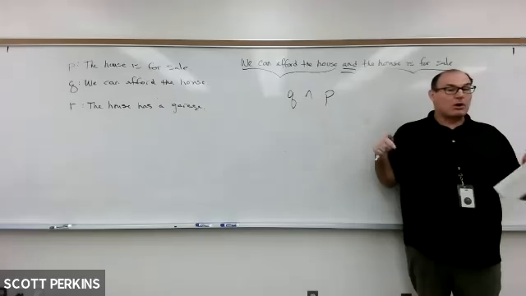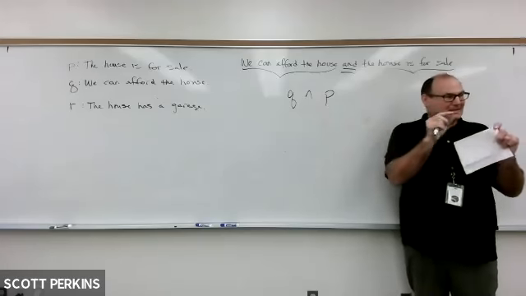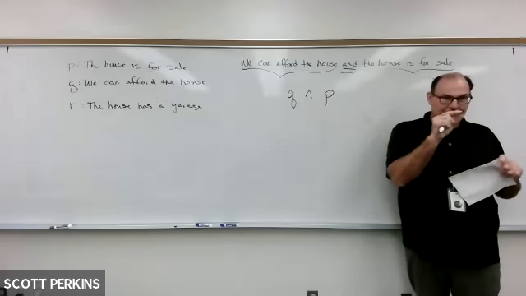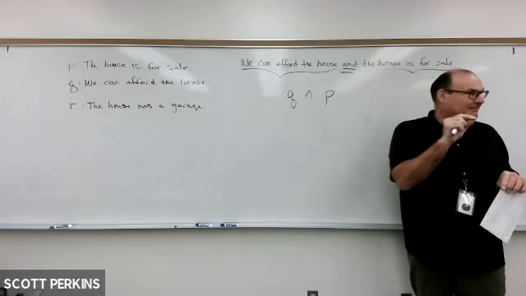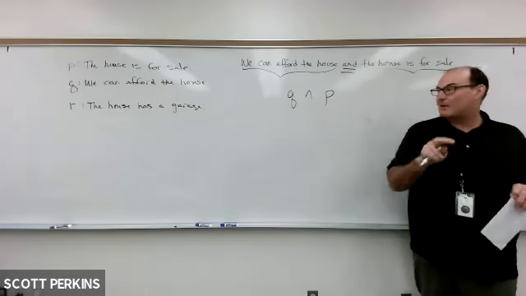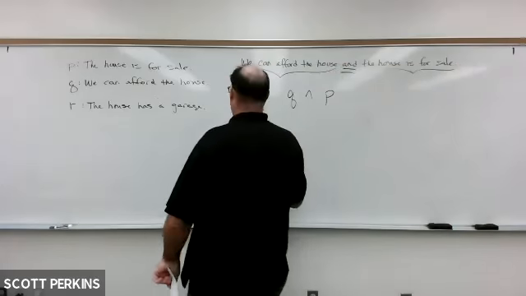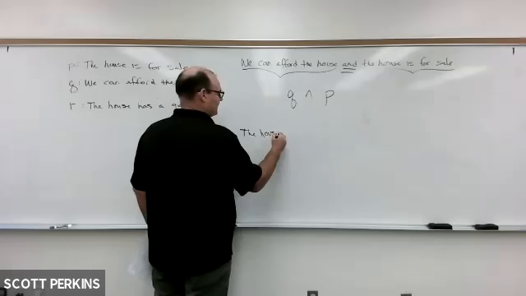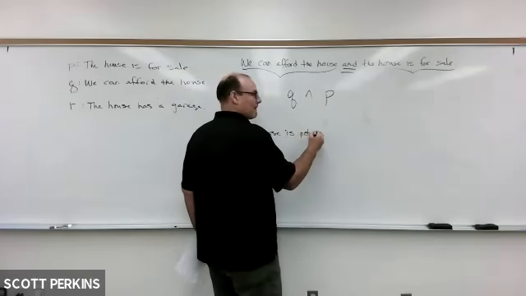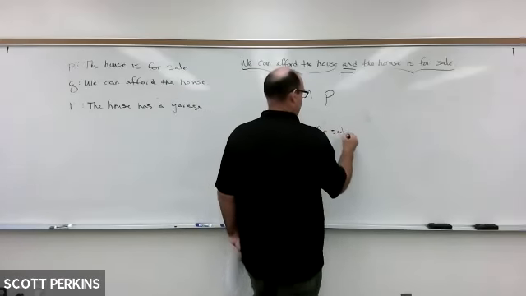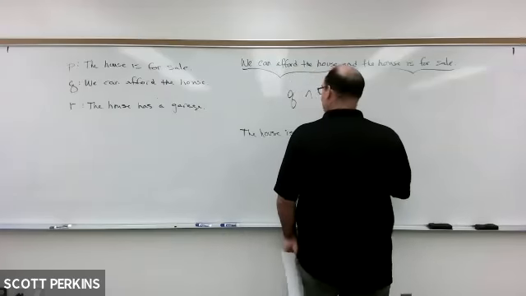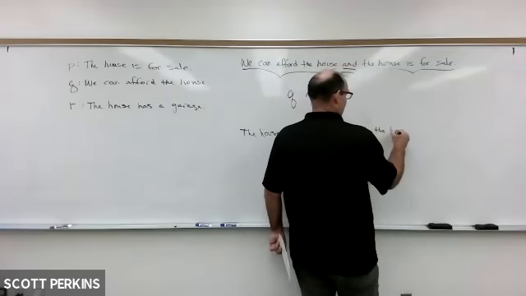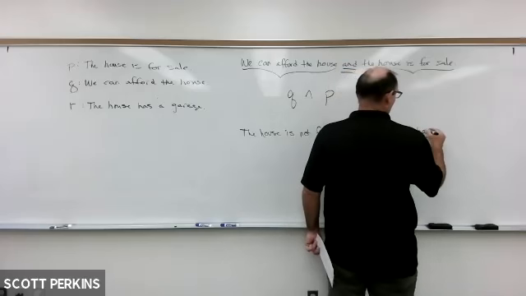One more, and then we'll go to the next connective, but I'm going to dabble a little bit in combining. So read carefully and know that we have two connectives that we're using right now. It goes like this. The house is not for sale, and the house has a garage.